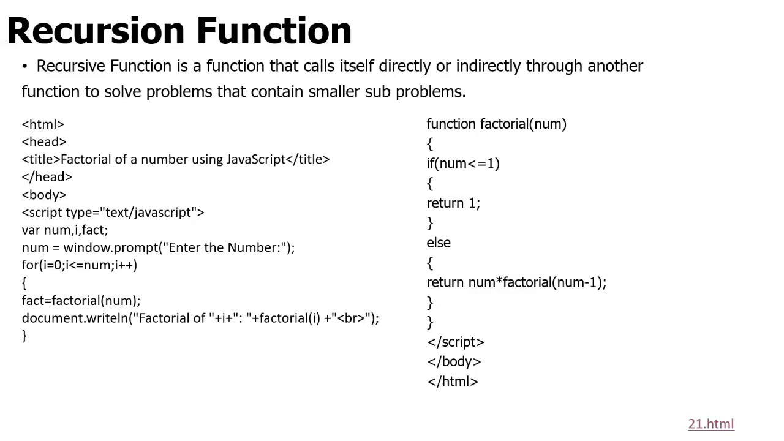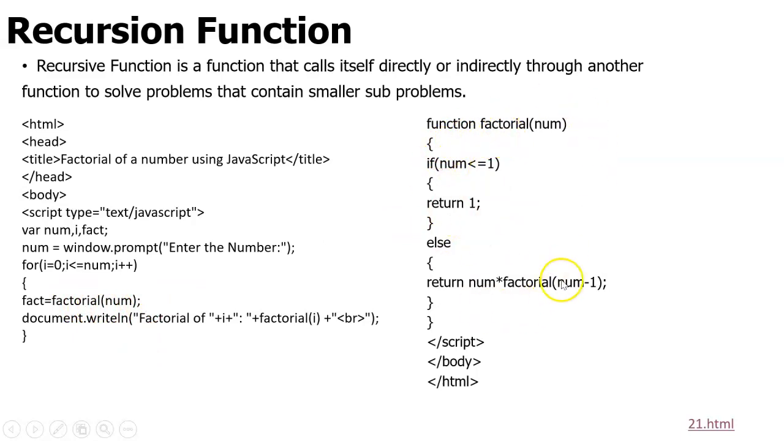Recursion is nothing but a function calling itself directly or indirectly again and again until the condition fails. The best example for recursion is always factorial. So now I'm going to look at the scripting part. Through window.prompt, I get some number from the user. I have written a for loop, and in the loop the function is called. The function is written separately, the factorial of num.